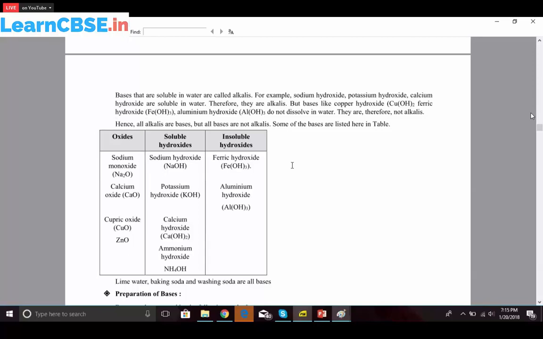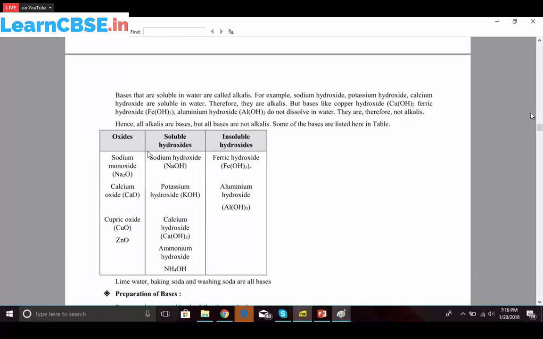But the bases like copper oxide, copper hydroxide Cu(OH)2, ferric hydroxide Fe(OH)3, aluminum hydroxide Al(OH)3, do not dissolve in the water. So they are not alkalis. We call them bases. One important point is all alkalis are bases, but all bases are not alkalis. So base is the main form and alkali is the subform of the base. The one which can dissolve in water we call an alkali. The one which does not dissolve in water we call a base, which is a common term.